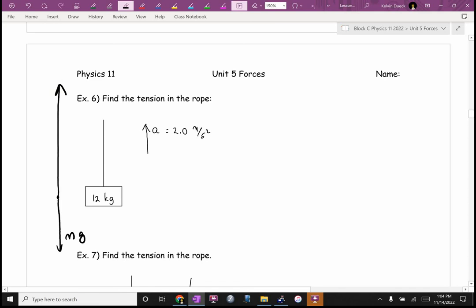What force is pulling up? You're feeling it right now. A little tension. Different kind of tension. Tension. Okay. Acceleration doesn't show up on my free body diagrams. Not a force. What shows up on my free body diagrams? Forces. In newtons.